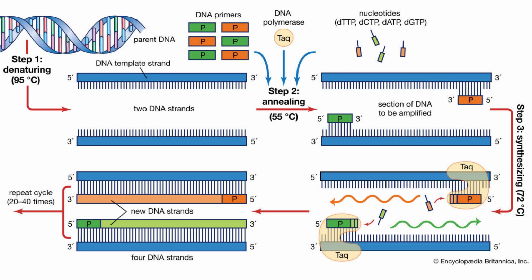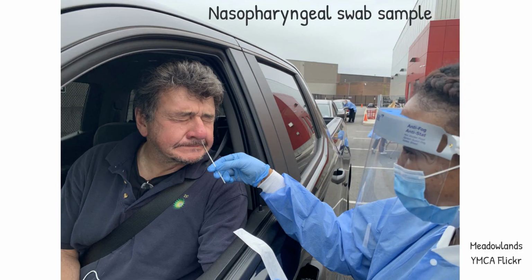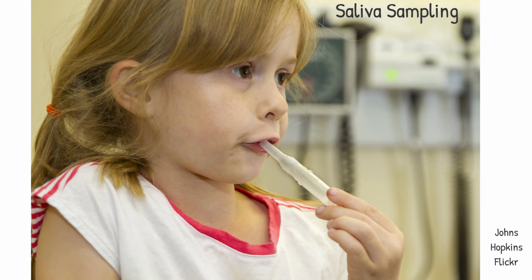If no viral RNA is present, the reactions will not take place and no DNA will be produced, and the test will be negative. Samples of virus can be collected by swabbing of the posterior pharynx and throat, and more recently by collecting saliva samples, which have proved to be equally sensitive.